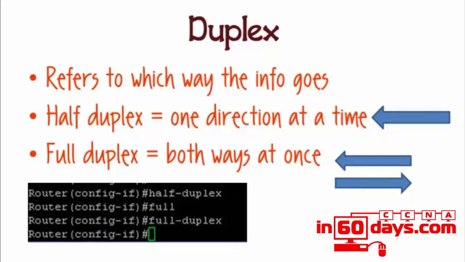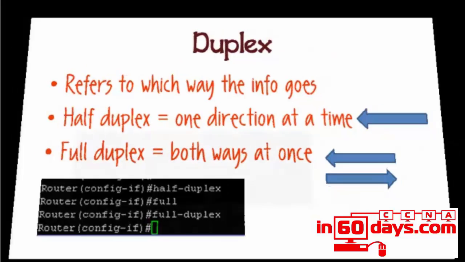If you're configuring it on a router, and I don't see why you would be, you just go into the Ethernet interface and you can configure the command half-duplex or full-duplex.